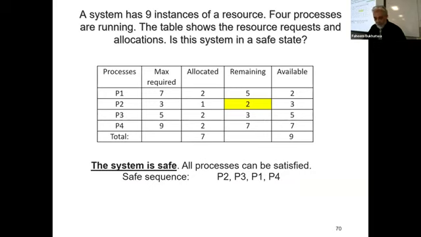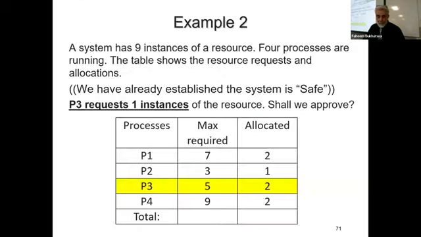So this system we've established it's safe. Now what happens here if this process number 3 comes and says, can I have one resource? This is exactly the same example. Same number of resources, same maximum allocated. But now process 3 says, I need one more resource. Should we give it or not? No. Why not? Let's try it.